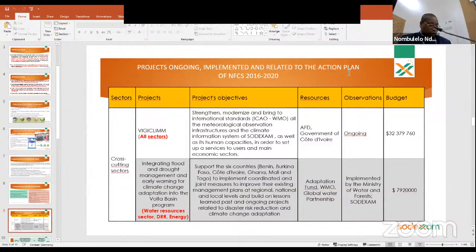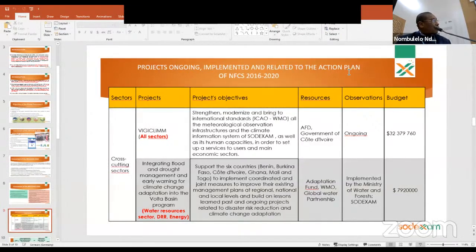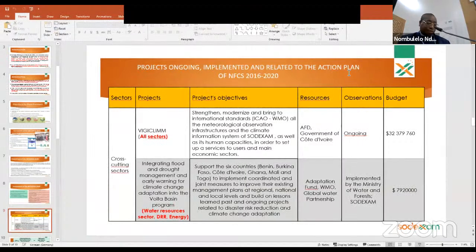The first project we have from the national framework action plan is the modernization of the National Meteorological Service in Cote d'Ivoire. The objective is to strengthen, modernize, and bring to international standards all meteorological observation infrastructure and the climate information system in Cote d'Ivoire, in SODEXAM. The budget of this project is around $32 million. This is already funded by the African Development Bank, the French Development Agency, and the government of Cote d'Ivoire.